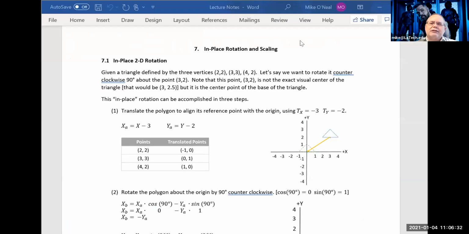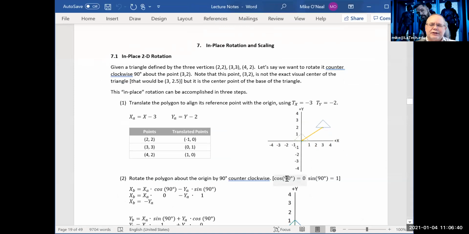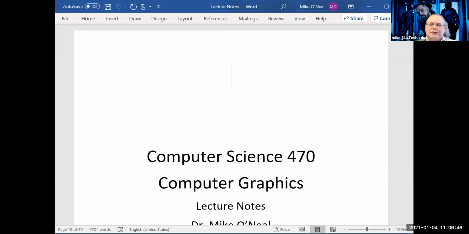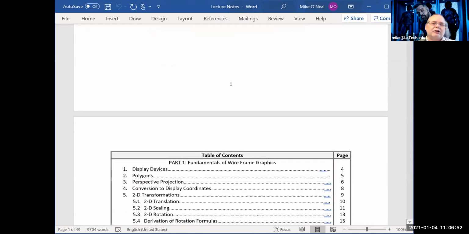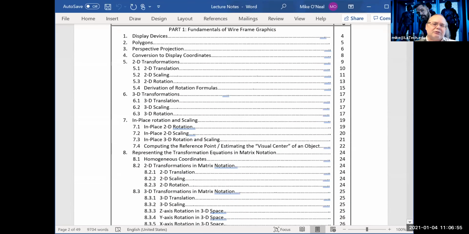One thing you'll notice is I was a little busy beaver over the break. I keep replacing the lecture notes on Moodle. Here's what we're going to cover today, but you'll notice the lecture notes are beginning to look more like a little mini book. So I've added a table of contents. Again, we're at section 7, page 19.